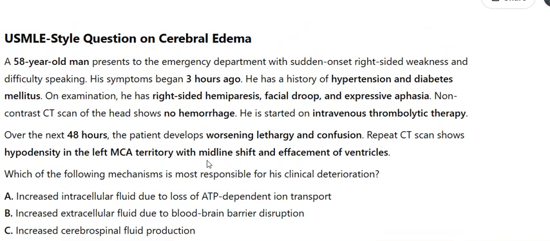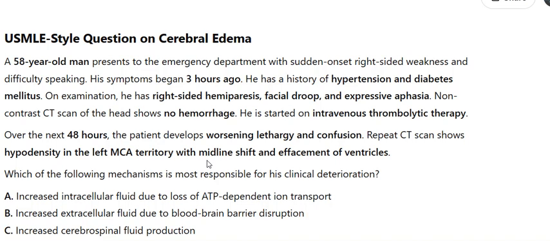Non-contrast CT scan of the head shows no hemorrhage. He is started on intravenous thrombolytic therapy. Over the next 48 hours, the patient develops worsening lethargy and confusion. Repeat CT scan shows hypodensity in the left MCA territory with midline shift and effacement of ventricles. Which of the following mechanisms is most responsible for his clinical deterioration?